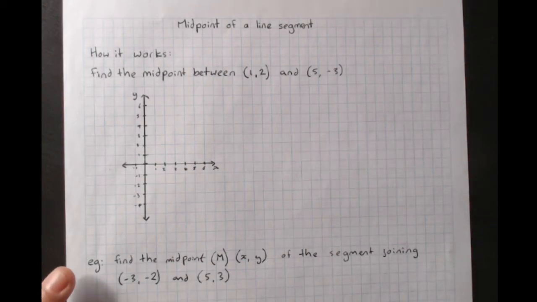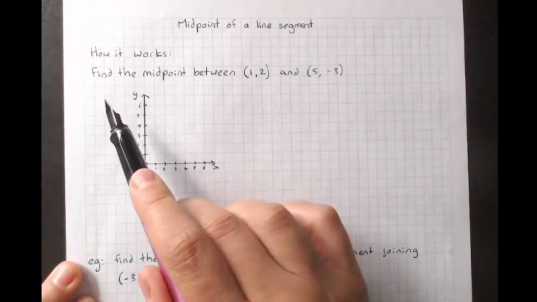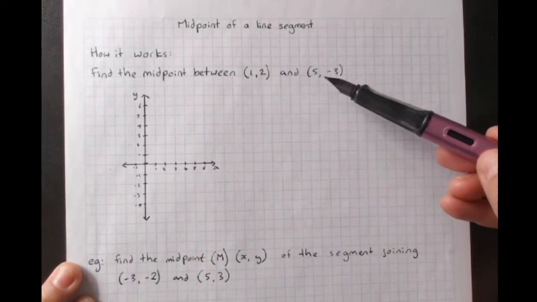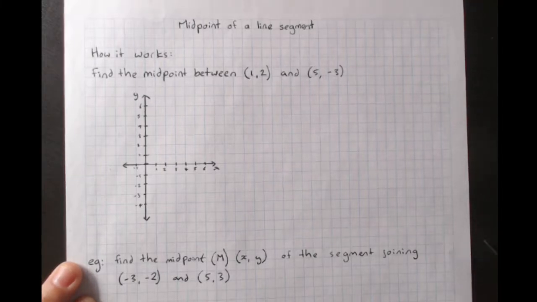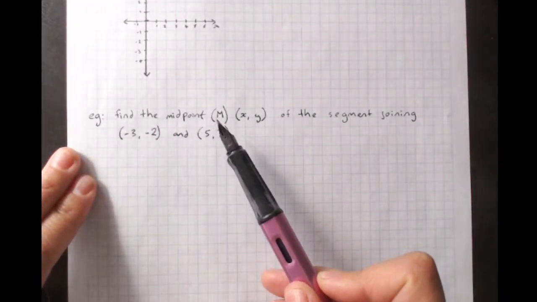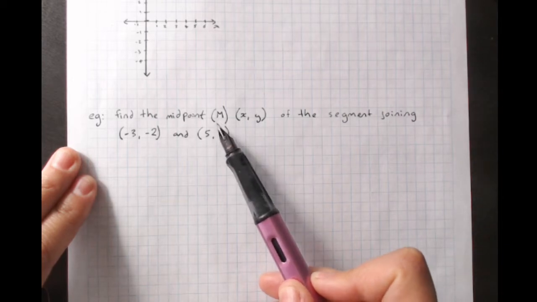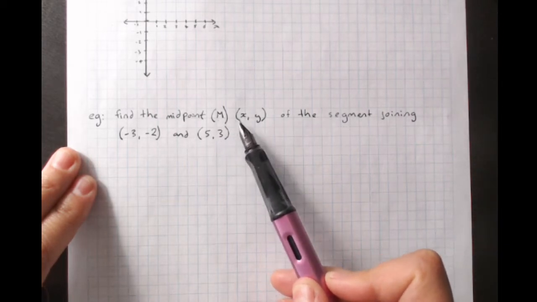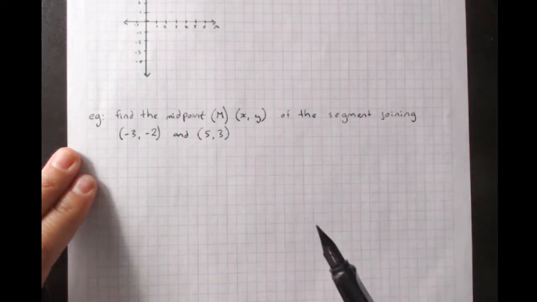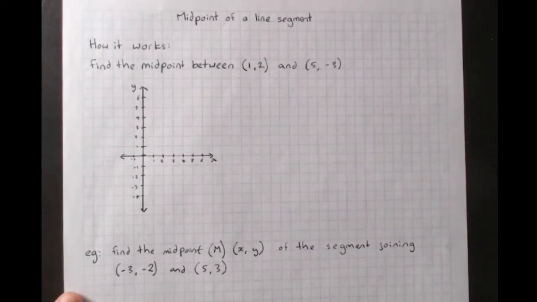Midpoint of a line segment. So the sort of question we'll get here is find the midpoint between two particular coordinates, or sometimes they'll say find the midpoint. The letter for a midpoint is capital M, and it should be an XY coordinate of the segment that joins these 2 points.